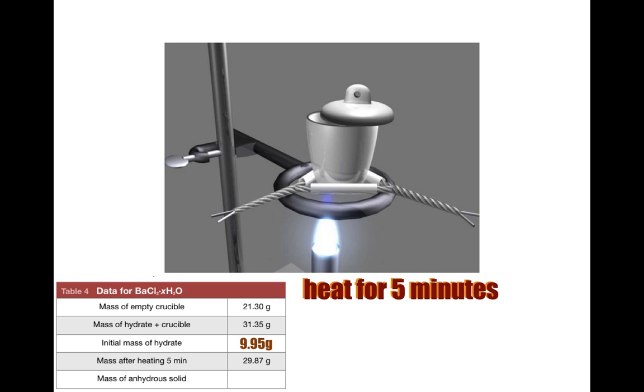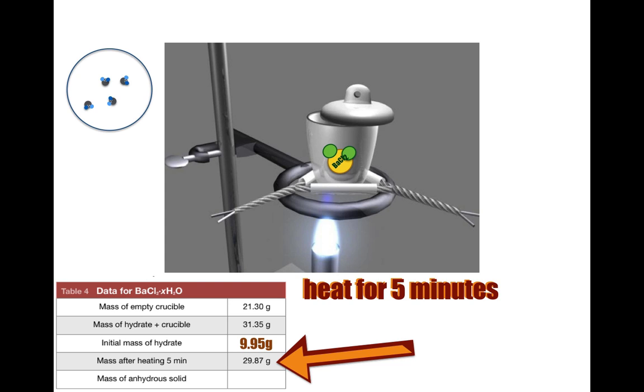So what we're going to do next is heat this hydrate for 5 minutes. If you could imagine that barium chloride hydrate compound in there, as it absorbs heat, those water molecules are going to turn into gaseous molecules. They're going to evaporate into the air. We're going to put those off to the side there. And you notice that the new mass, after we've been heating it for 5 minutes, goes from 31.35 to 29.87 grams.